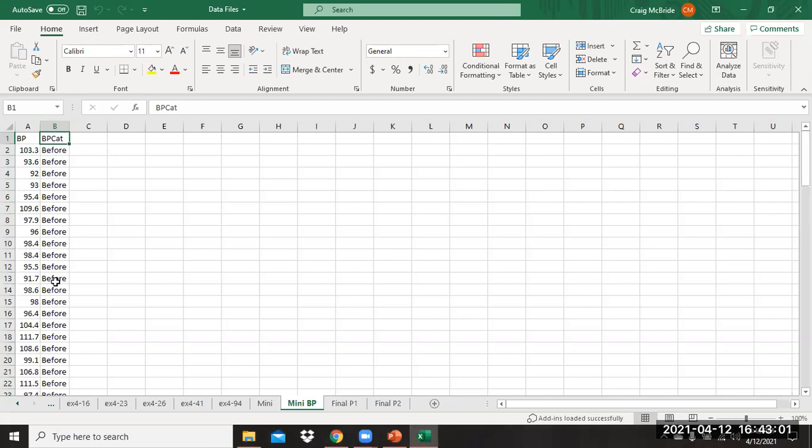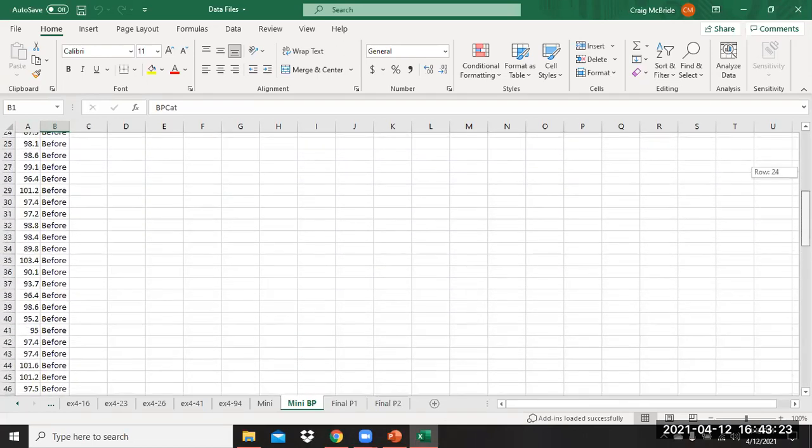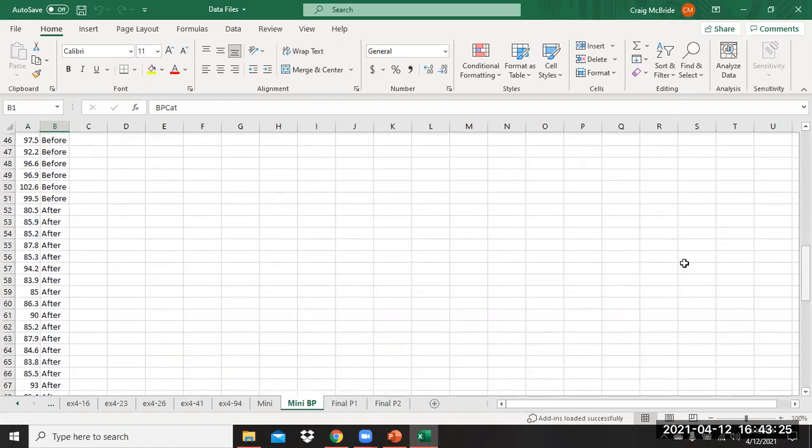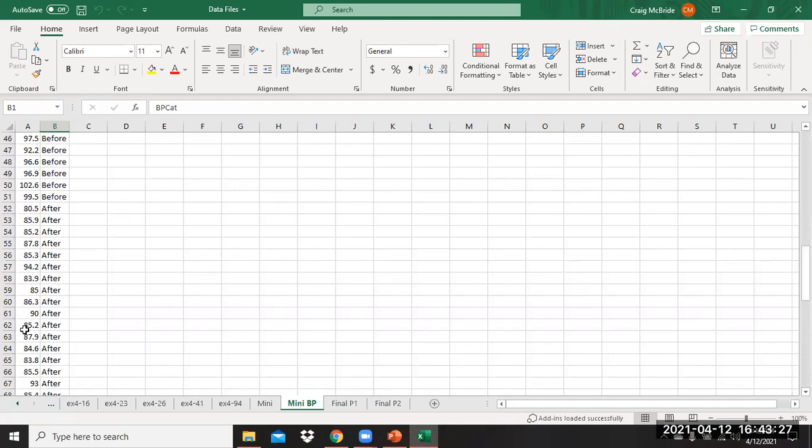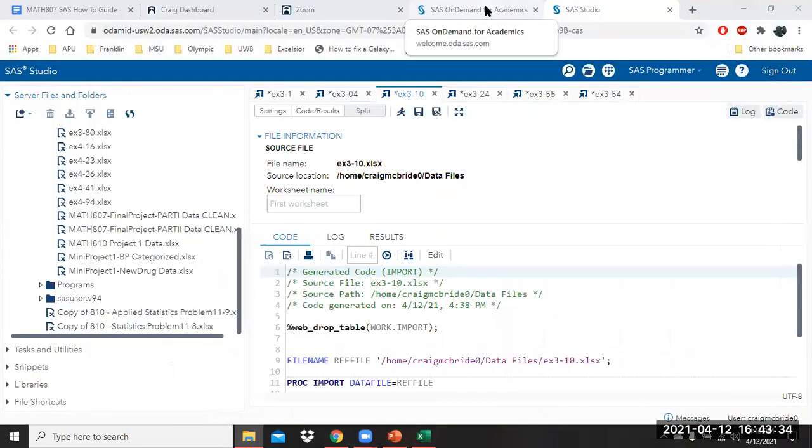We had two variables in the mini data set: BP before and BP after. They measured people's BP before they did something and after they did something. I think it was when they took a drug to mess with their blood pressure. So these were the blood pressure readings before they took the drug. And then as you scroll down, you can see that all of a sudden it turns to after. These were all the readings that were taken after. And that's the data set you have to use in SAS in order to get a side-by-side box plot.